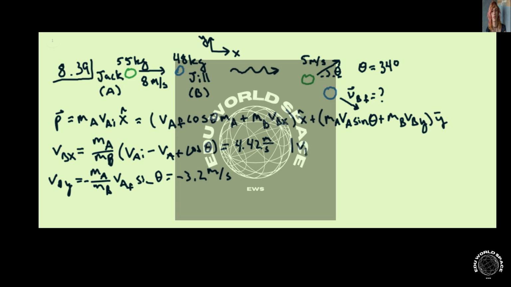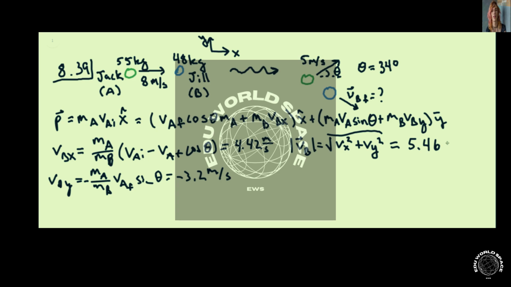So the magnitude of Jill's velocity is going to be the same old formula for the magnitude of a vector that has always been the case. In this case it only has two components, or you could think of it as having a third, which is 0, because they remain on the surface of the frozen pond at all times. And so her speed is 5.46 meters per second.